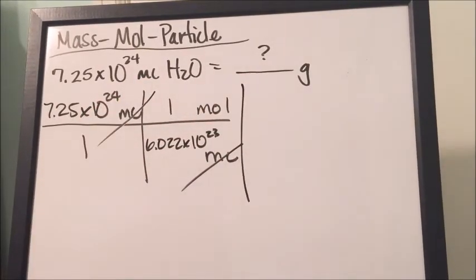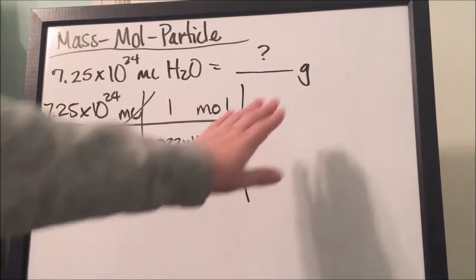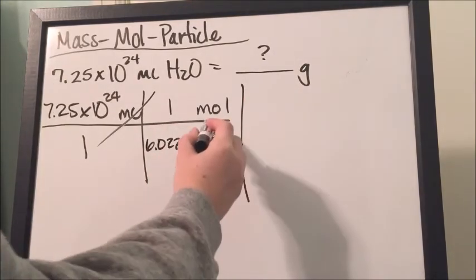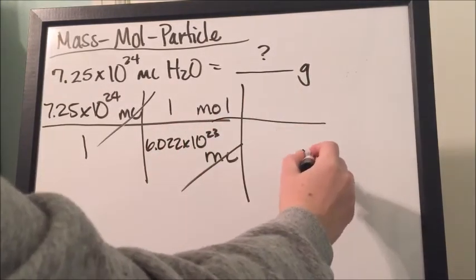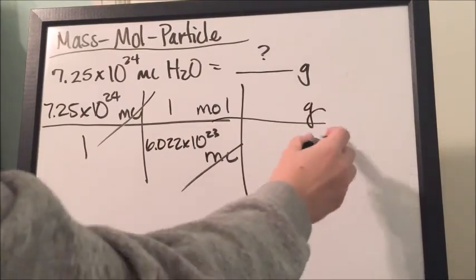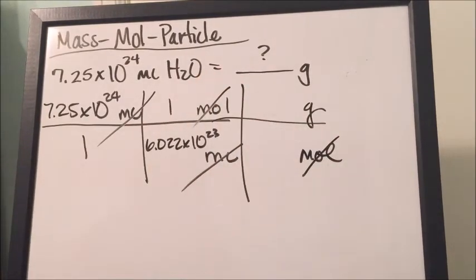My molecules cancel and I'm left just with moles, but I'm not done. If I calculated here, I would be in moles of H2O, but that's not what my question's asking. They're asking me for grams, so just continue it. I want moles to cancel. I want my answer to be in grams, so my moles cancel here.